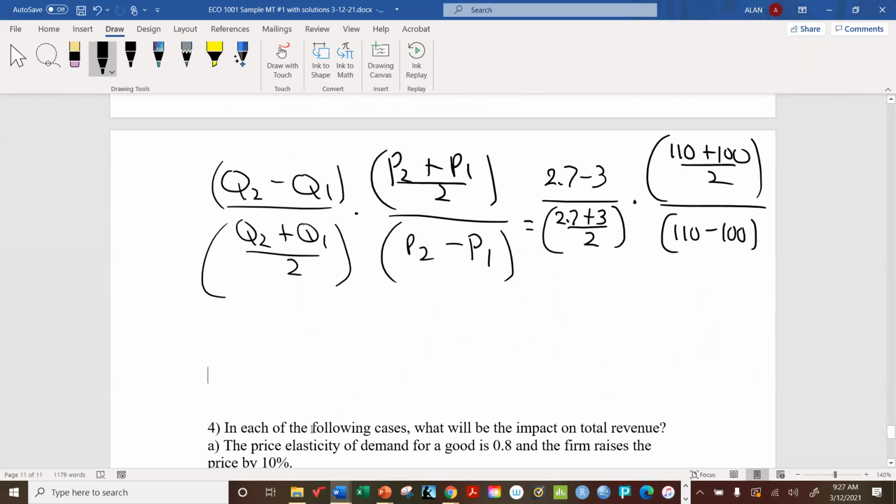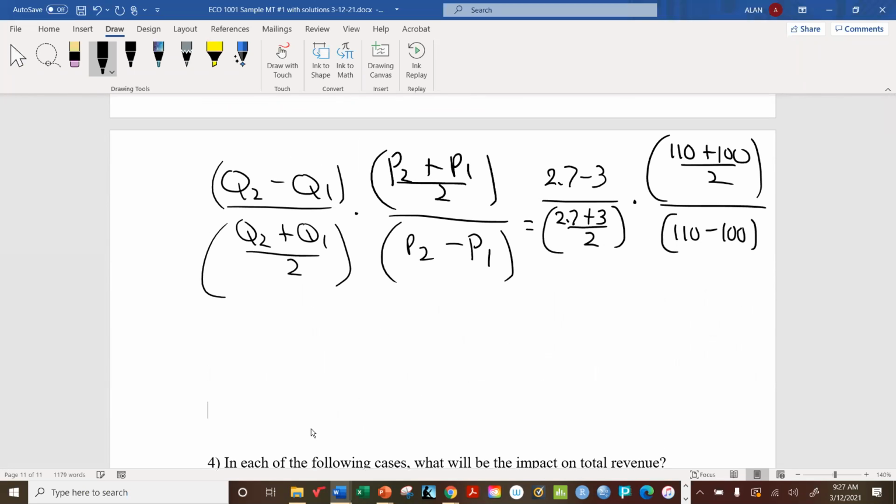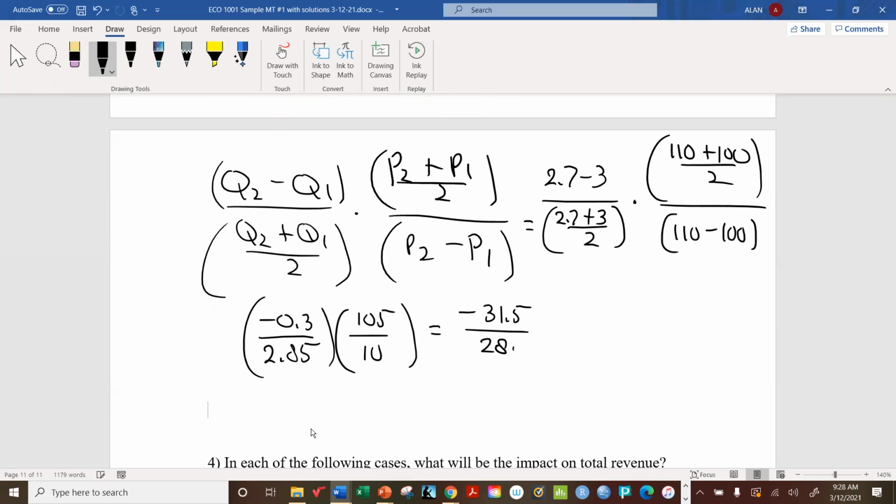Now we just do some calculations. So we'll have negative 0.3 over, now the average of 2.7 and 3 is 2.85. And over here, the average of these two is 105. And down here we have 10. All right, so if you multiply across, you get 31.5. And down here, of course, you get 28.5.